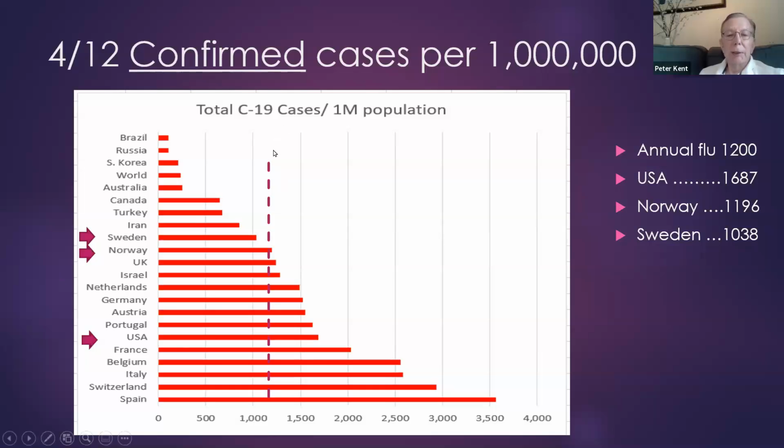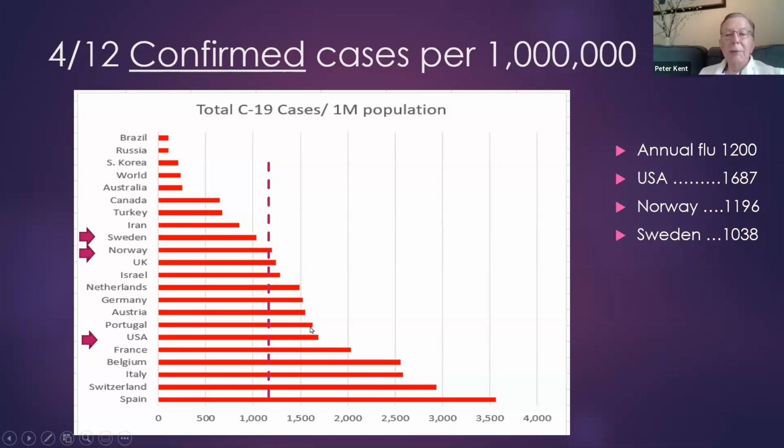So where are we today? Well, last week when I showed this chart, the US was right here, right on the average. And a week later, it's up to 1,700. You know, this chart can go a long ways, as it has in Spain and Switzerland and Italy.